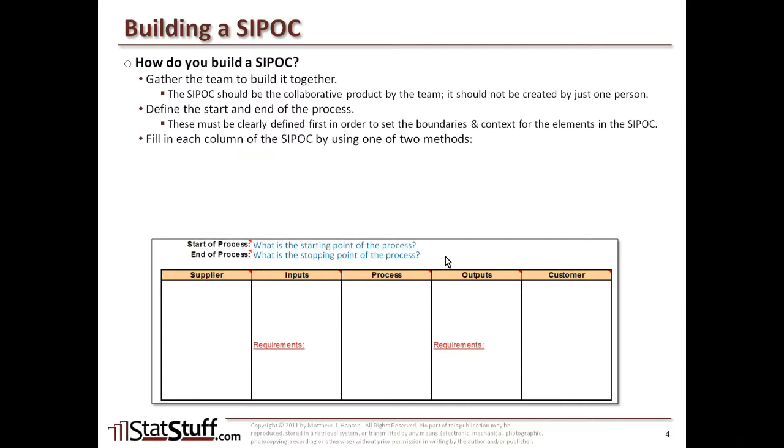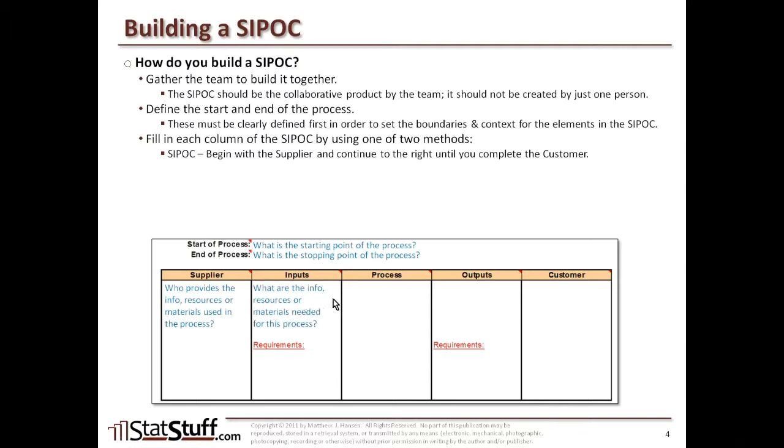Next, you want to fill in each of the different columns within the SIPOC using one of two methods. First of all, you can follow the typical SIPOC method, which is going from left to right, where you begin with the supplier, asking who provides the information, resources, and materials that are being used in the process. Then you want to identify what are the information, resources, or materials needed for this process. Then what's the actual process steps themselves at a high level. And then what is the output from the process that the customer is willing to pay for. And finally, who is the customer? Who's the one benefiting from or willing to pay for that particular output?